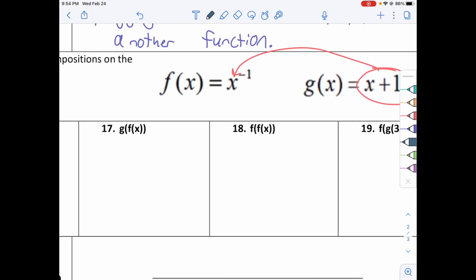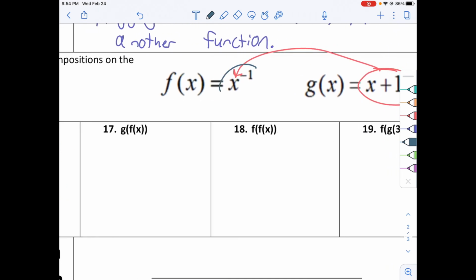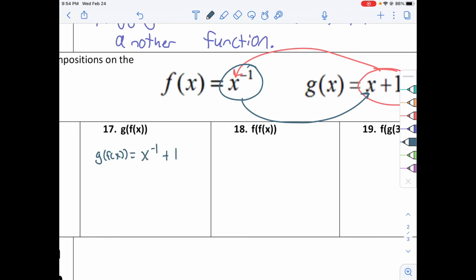g of f of x would tell us that we're taking the equation for f of x now, and we're going to plug that into the x for g of x. So g of f of x is equal to x to the negative 1 plus 1. Simplify that just a little bit. You get 1 over x plus 1. There's our function.